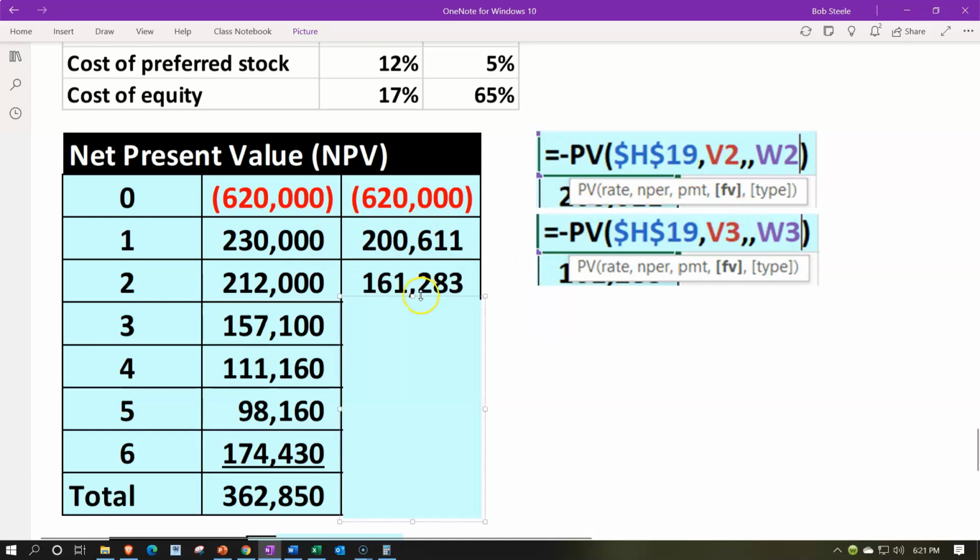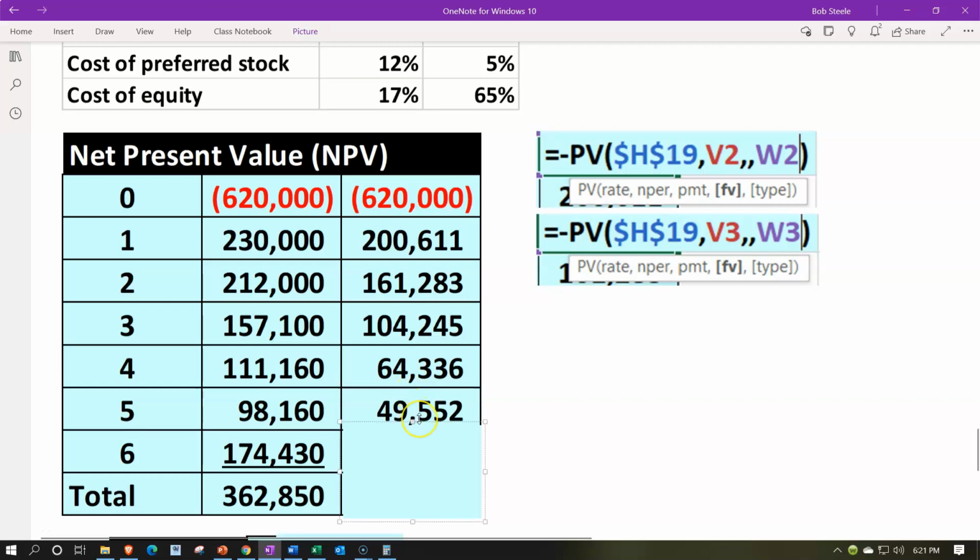Continuing this on down, we have the 212,000, which is discounted back at the WACC rate for 2 periods, is 161,083. Then we have the 157,100 discounted back at the WACC rate for 3 periods, 104,245. The 111,160 discounted back at the WACC rate 4 periods or 4 years, 64,336. The 98,160 discounted back at the WACC rate 5 years, 49,552. And finally, the 174,430 discounted back at the WACC rate 6 years is 76,803.